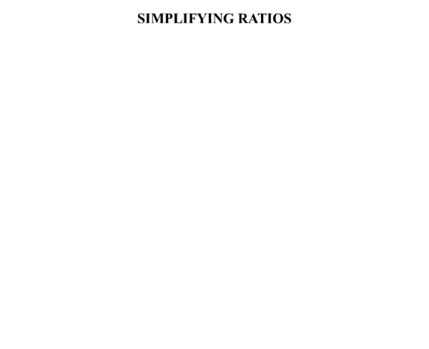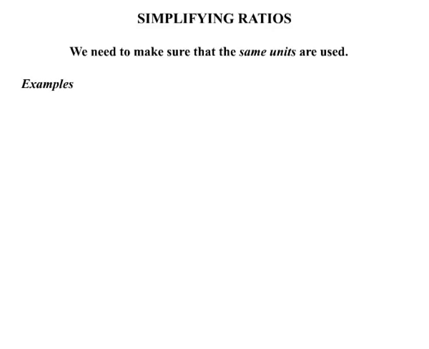Simplifying ratios. Now we need to make sure that the same units are used. Let's look at some examples. We're asked to simplify fully 15 centimetres to 2 metres. We'll notice in the first instance we have centimetres, but then we have metres, so they're different units. We need to use the same units.